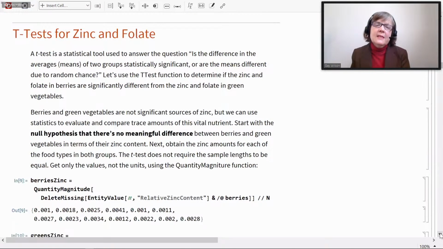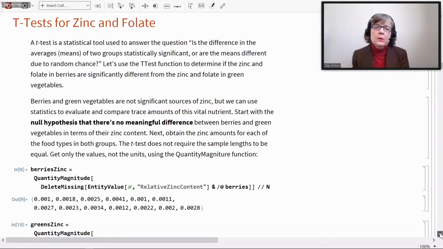So we're going to start with a t-test, and you may be familiar with t-tests. A t-test is asking the question: is there a statistically significant difference between the averages, or the means, of two different groups? Or is that difference in their means just due to random chance, right? So we're going to take the t-test function in Wolfram language and ask: are the zinc and folate means of berries significantly different from the zinc and folate in green vegetables? So that's going to be our question.